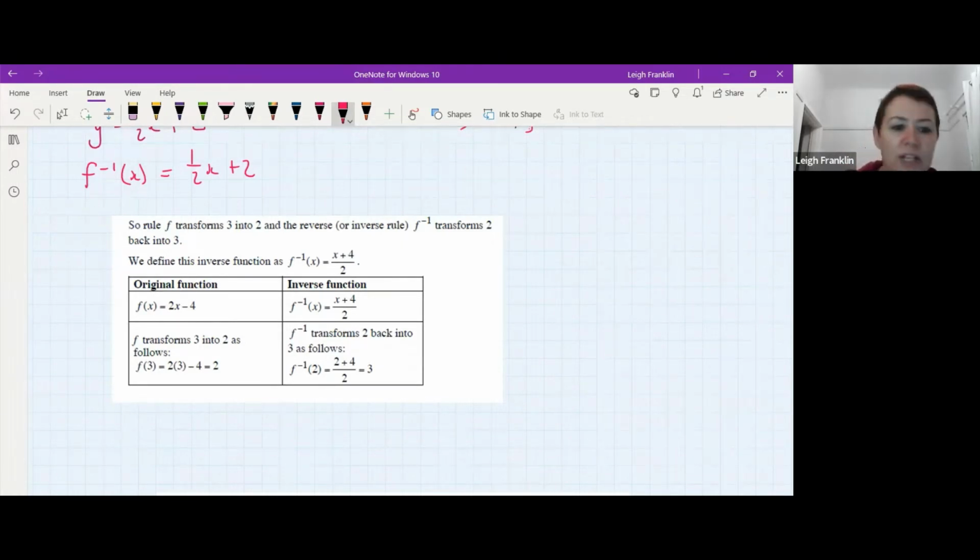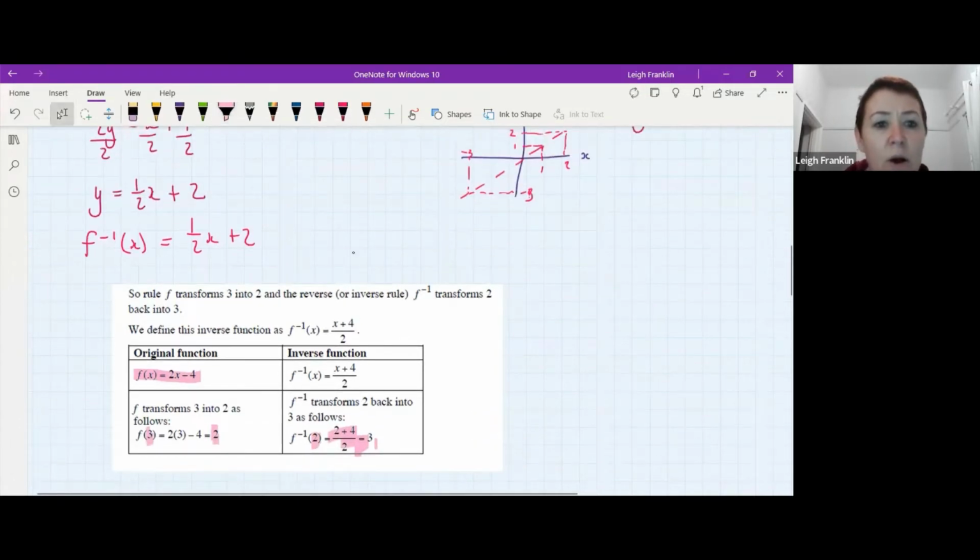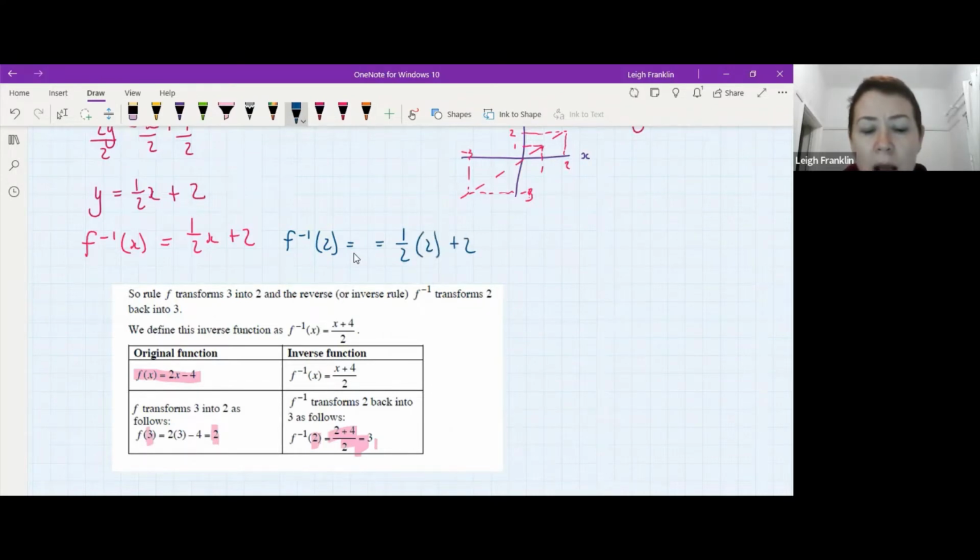What I wanted to bring your attention to is this. Remember up in the beginning, I subbed 3 into this rule and I ended up with 2. So now if I sub 2 into the inverse, I end up with 3. That's what we should see over here as well. So if I sub in 2, I should end up back at 3. So 1/2 times 2 would be 1, and 1 plus 2 equals 3. Does that make sense to everybody? Everybody good at this point?